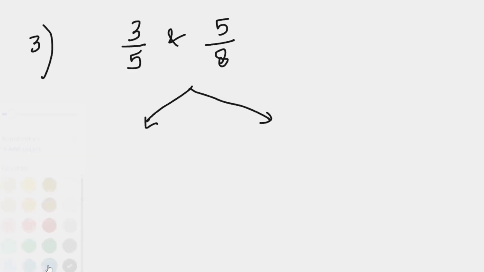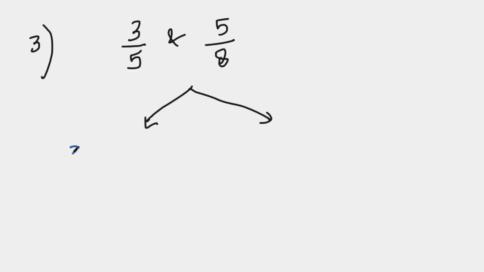Now, how do we make the denominators the same? It is 5, it is 8. We will make it 40. Now you must be thinking how. 5 and 8 do not have any common factors, right? So we will simply multiply them and see what we get. We get 40, which means the denominator should become 40.